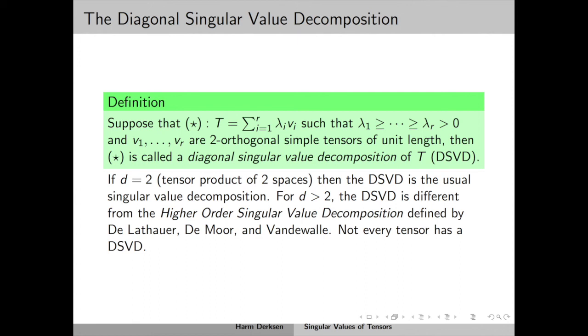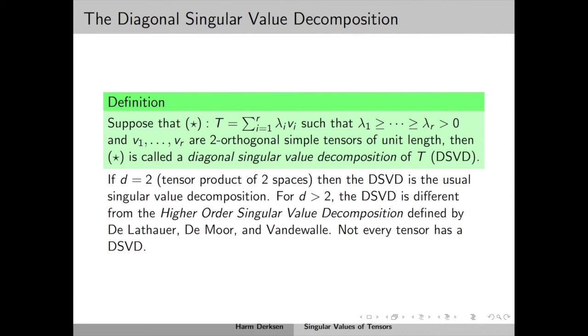So now I can define what I call the diagonal singular value decomposition. An expression T equals the sum of lambda i times V i is called a diagonal singular value decomposition if the lambdas are, say, positive and we can order them, and the V i's are t-orthogonal simple tensors of unit length. So in this case, I take the coefficient out. So then I call this a diagonal singular value decomposition.